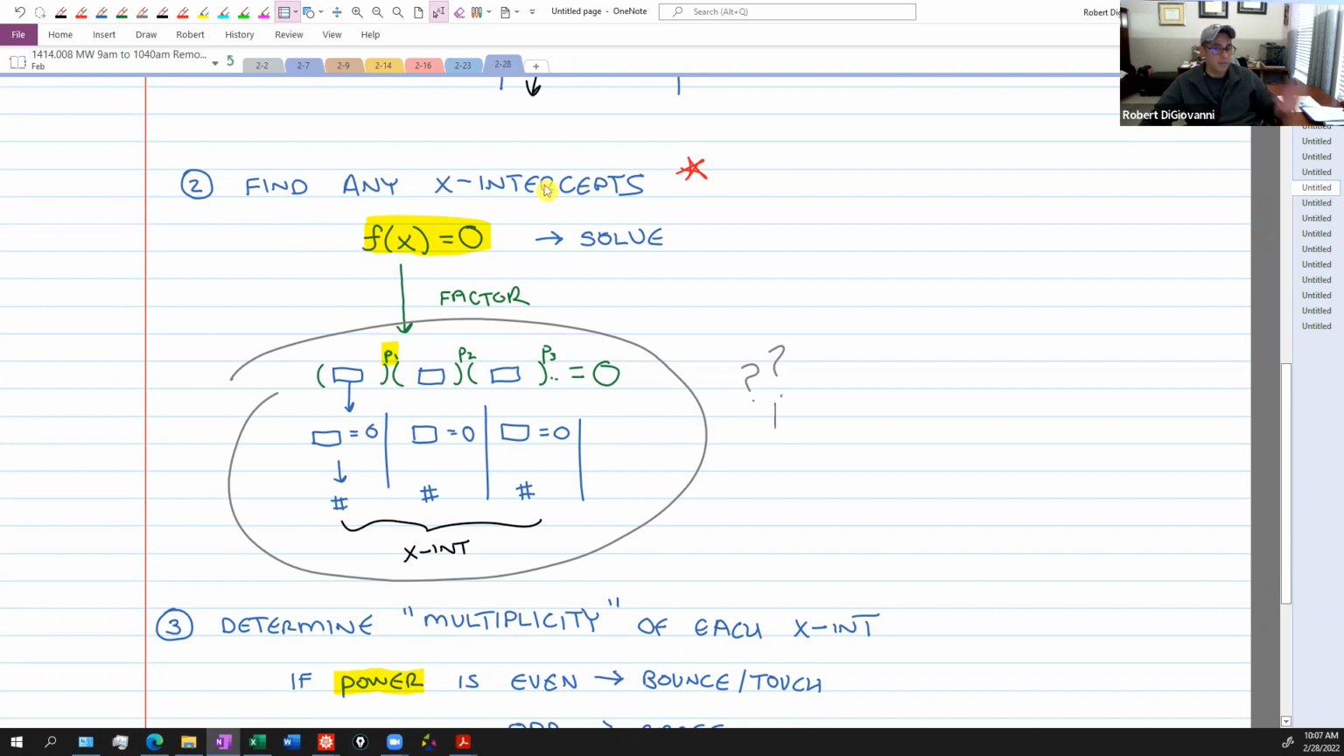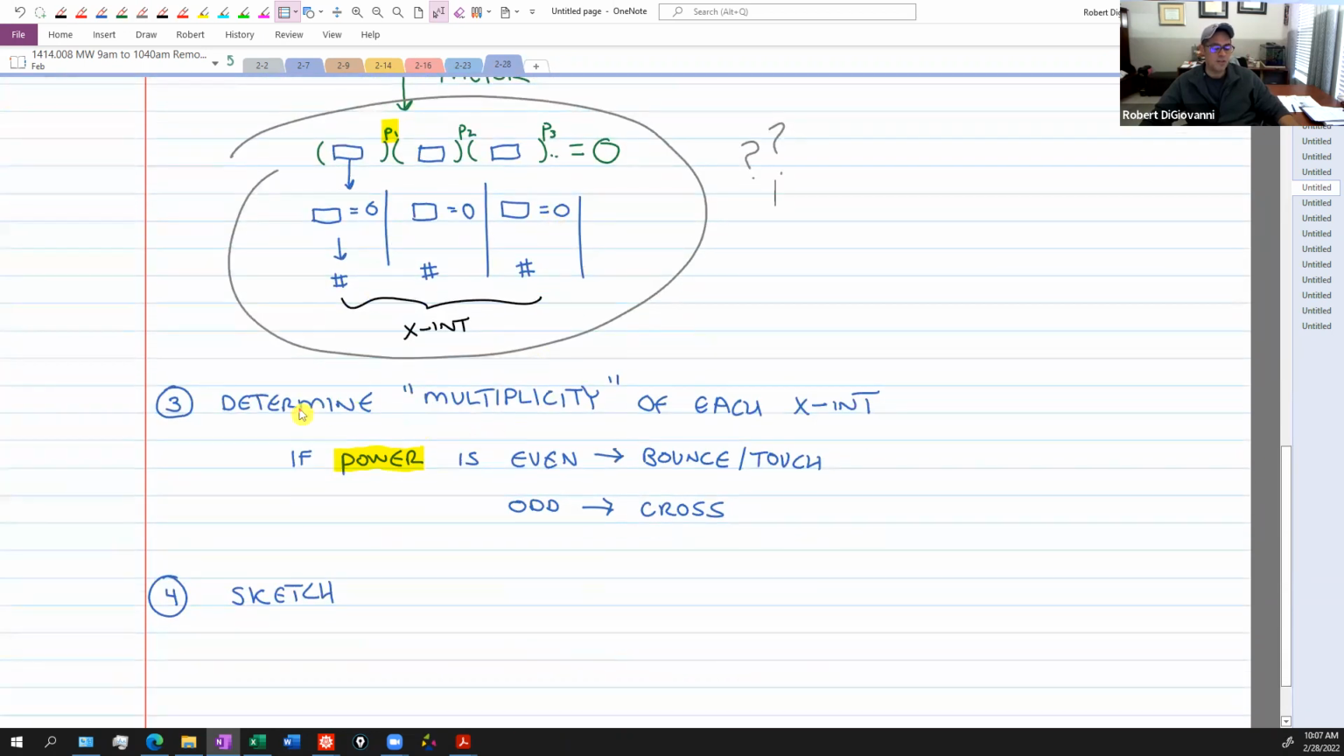After we find them, which I'll explain as we work through this, then what we have to do is determine what we call the multiplicity of each of the x-intercepts. The multiplicity is really going to determine at our x-intercepts whether or not our graph will cross through the x-axis or bounce off the x-axis. Again, don't worry about that. I'm going to go through it with an example. And then the final step will be to draw our picture. So that's the procedure. Let's do an example so you can start to feel this out.